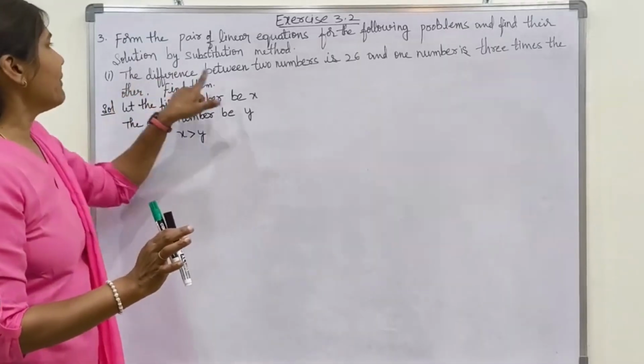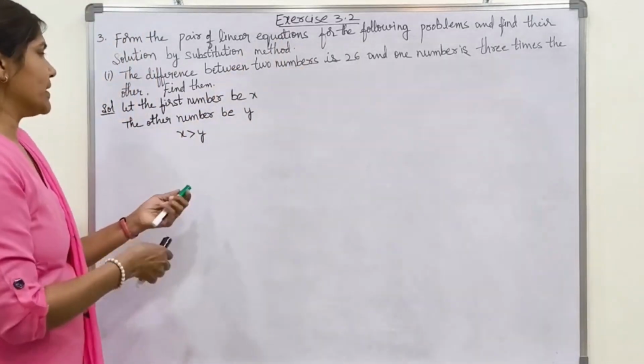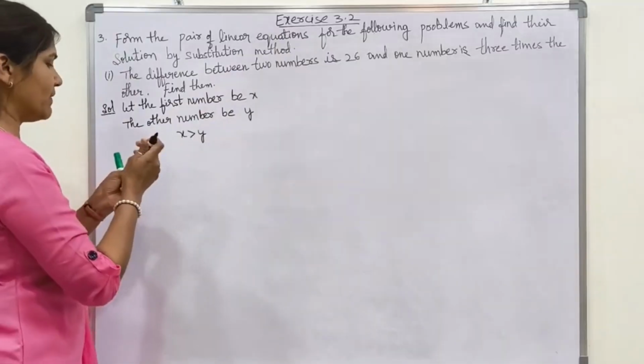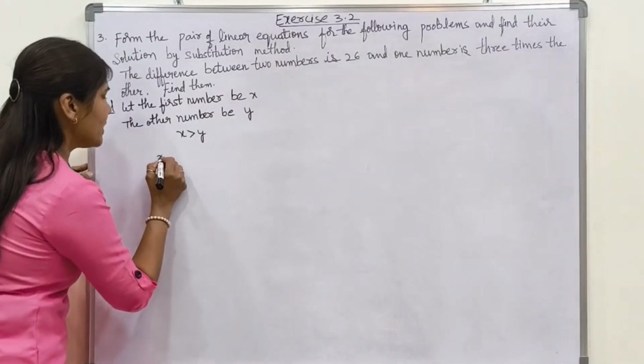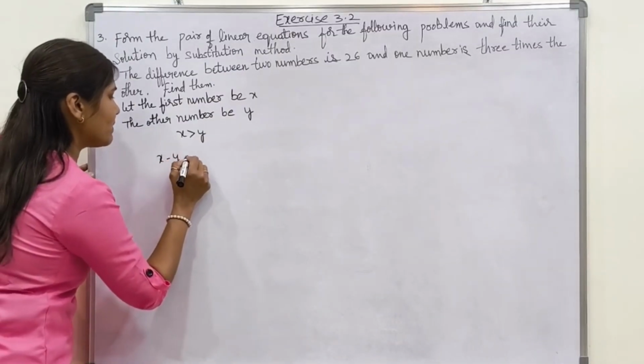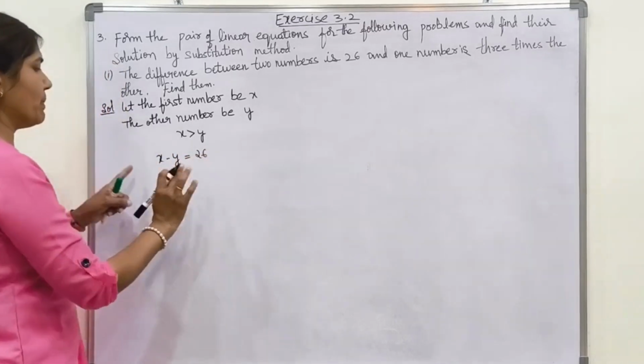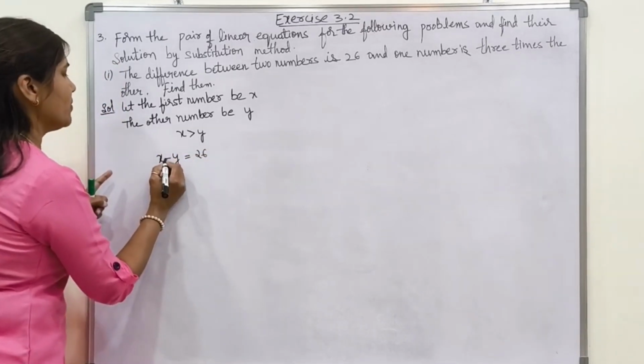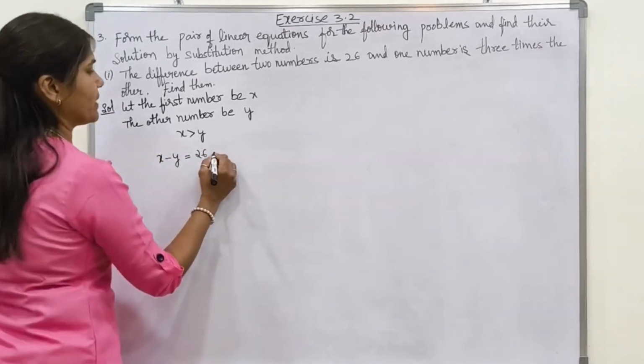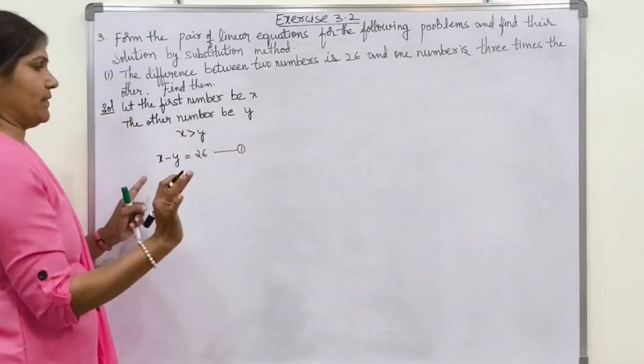Now see here, the difference between two numbers is 26. This first number is what? x. Difference means minus. x minus y is equal to 26. Two numbers' difference means minus. So x minus y is equal to 26, and this is the first equation.